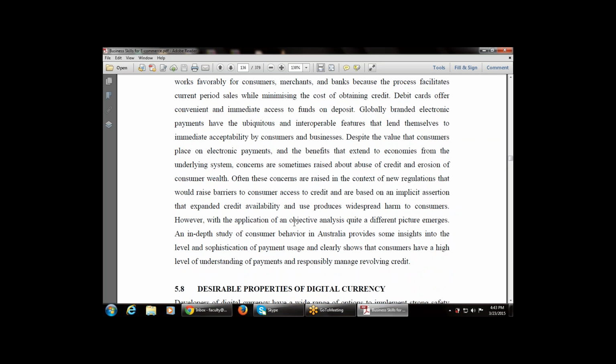However, with the application of an objective analysis, quite a different picture emerges. That is, whenever we say that these are the various applications used with e-commerce and the e-payment system, that also empowers the consumers while dealing with or using the e-payment system.